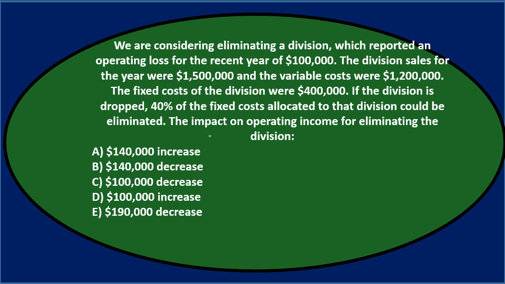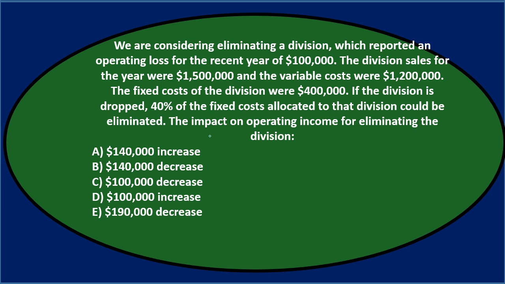Notice it tells us everything we would need to know about what type of problem this is. We're going to eliminate a division. What's going to be the effect on income? That automatically would start us thinking, okay, I would assume the scenario for a book problem is going to be that there's a loss reported on this division and that we need to figure out if that loss is accurate given the allocation of costs as opposed to the cost that would still be there.